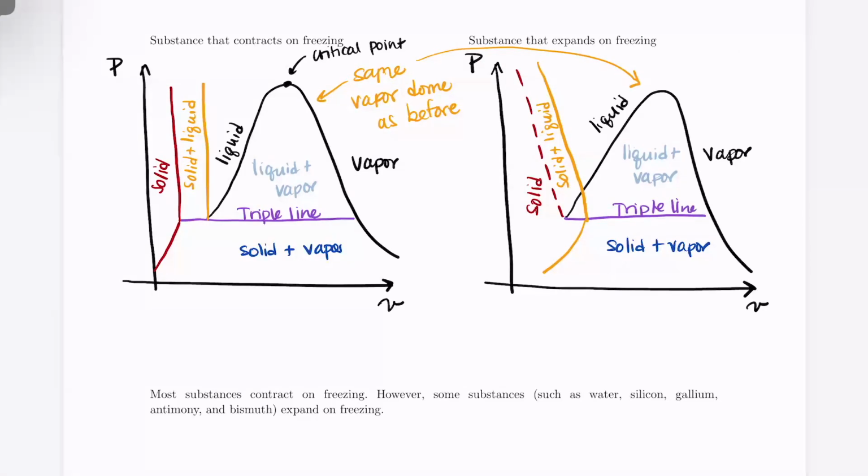So I should have drawn this as dashed inside of here, because this isn't really the vapor dome anymore. So that should be still solid and liquid in there.